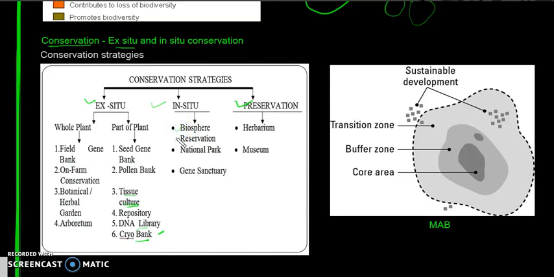A biosphere reserve is a very large area that contains many national parks or sanctuaries inside. It can be divided into three zones. The central part is called the core region, which is undisturbed and contains only research activities. There is a buffer zone where human interference can be there, and outside that there is a transition zone where a little bit of human settlement is allowed, and social forestry is going on. And the main human settlement is outside that. So this is a biosphere reserve.